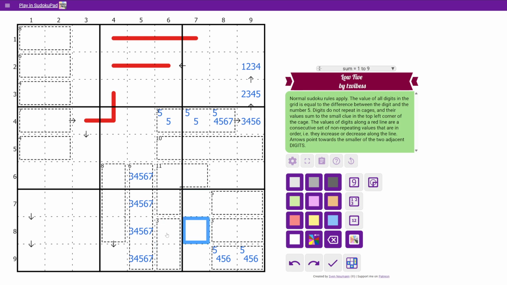Is 3 could either be... it could be all the way down to 2, I guess, if it had a 5 in here. All the way up to an 8 if it had a 5 in there.